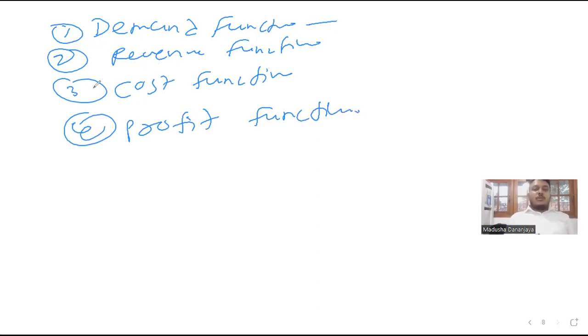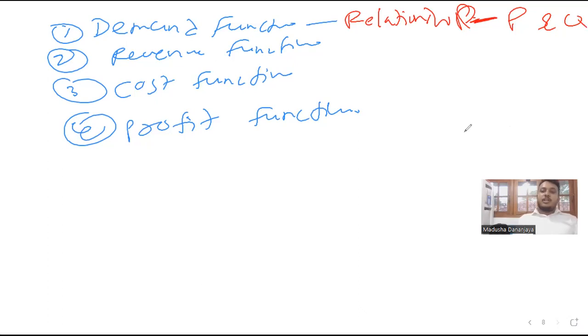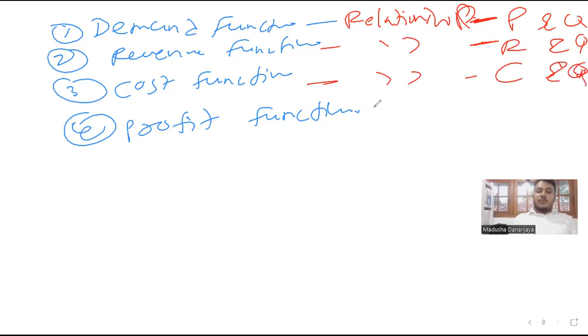Right. When it comes to demand function, guys, this reflects the relationship between what and what? Relationship between price and the quantity. Revenue function reflects the relationship between revenue and the quantity. Cost function reflects the relationship between cost and the quantity. Profit function reflects the relationship between profit and the quantity, but do not put P for profit because P is already taken by price. So we'll put phi for profit, phi sign. So it shows the relationship between phi and Q, profit and quantity. Now, for example, see the question given in the paper.